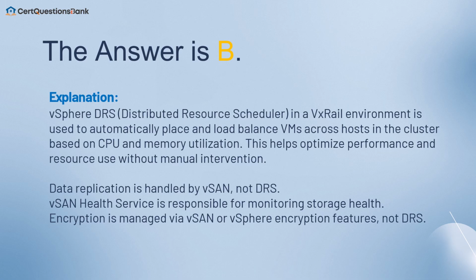The answer is B. vSphere DRS, Distributed Resource Scheduler, in a VxRail environment is used to automatically place and load balance VMs across hosts in the cluster based on CPU and memory utilization. This helps optimize performance and resource use without manual intervention.